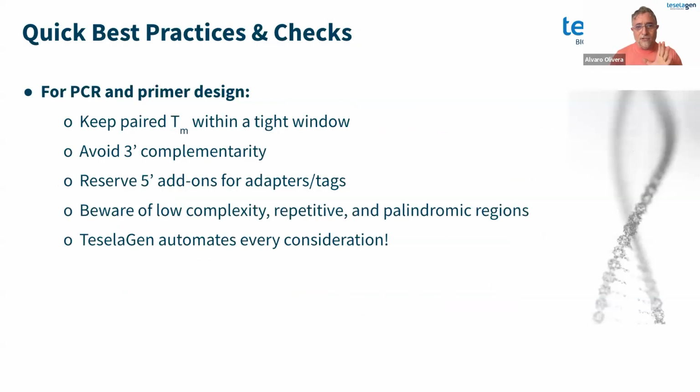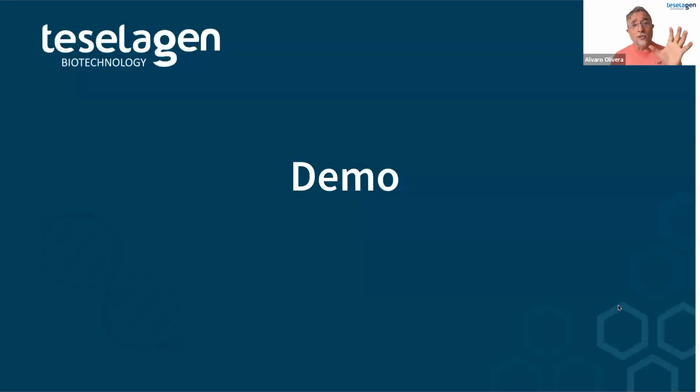So let me finish with just a quick reminder of best practices for PCR design. You have to keep primer pair TMs within a tight range. You have to avoid 3' complementarity. You have to reserve 5' add-ons for adapters or tags as you want, and watch out for repetitive or palindromic regions. You have to calculate everything. The good thing is, as I told you before, Teselagen automates everything for you, so you can focus on your experiments and not the setup.